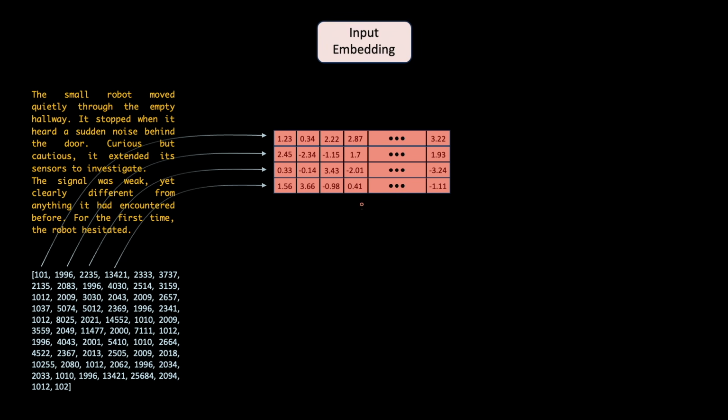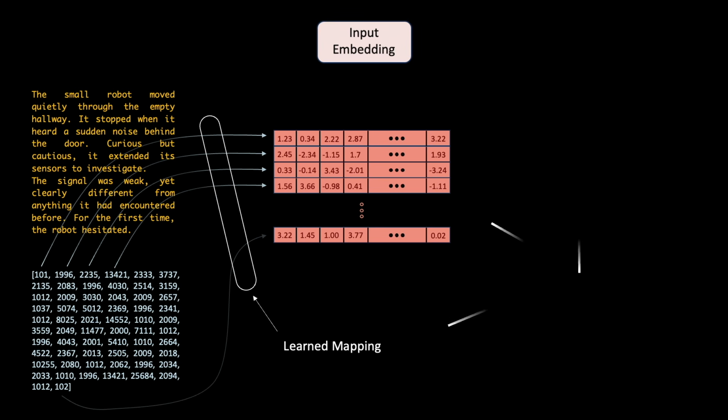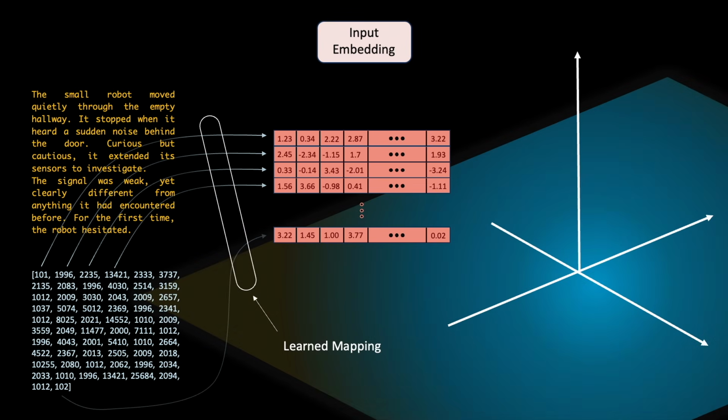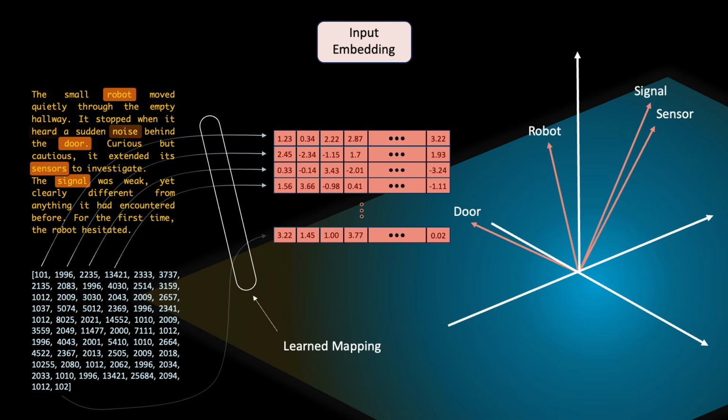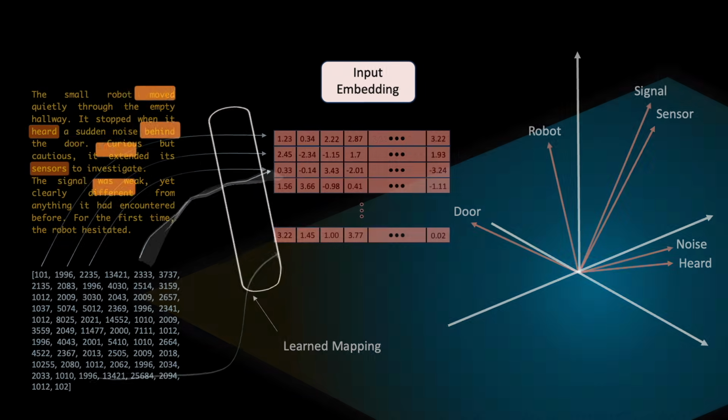This takes each numerical token and transforms it into a vector of size L using a learned mapping. In this vector space, each word points in a direction that represents its meaning. For instance, robot and door would be positioned far apart, while words with related meanings, like sensors and signal or noise and heard, will point in similar directions.